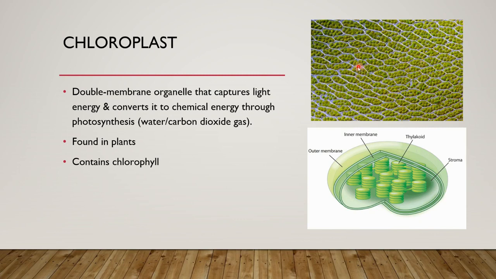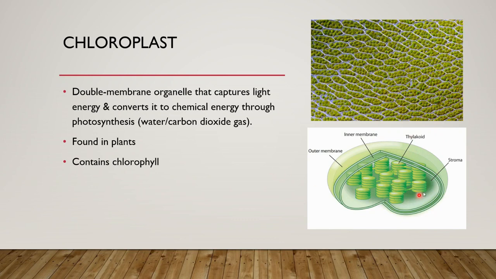So this is just a picture of a leaf, and you can look at all the little dots inside, these are chloroplasts. The green color is made up of this pigment known as chlorophyll. So if you look at the structure of the chloroplast, you have the stroma, which is the space in between these flattened discs. And then you have these flattened discs known as the thylakoid membrane.